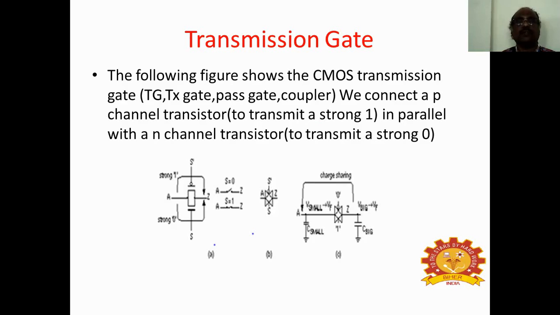So that is why this particular configuration gives you a strong 1 and a strong 0. That is why the transmission gate is designed for transmitting either logic 1 or logic 0.